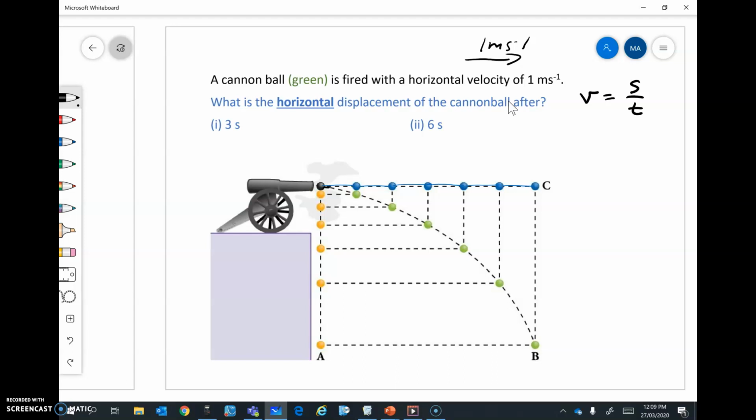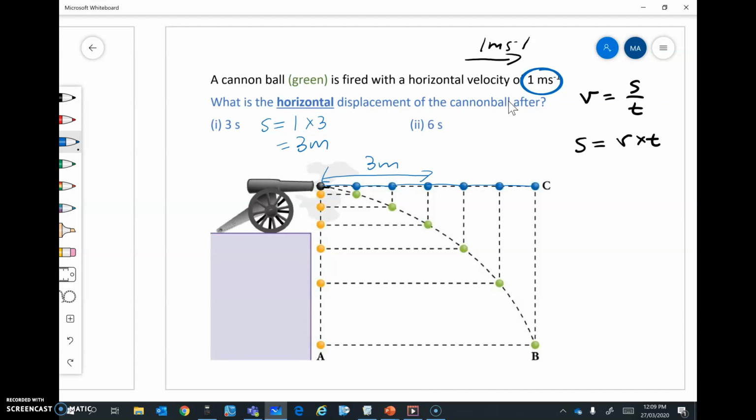Non-accelerated motion. So after 3 seconds, the displacement, well, first we need to rearrange this. This means that displacement is equal to velocity times time. So after 3 seconds, the displacement is equal to velocity, which was 1 meter per second, times 3 seconds. So it's traveling at 1 meter per second for 3 seconds. It's going to go 3 meters. So this will be 3 meters from here to here.